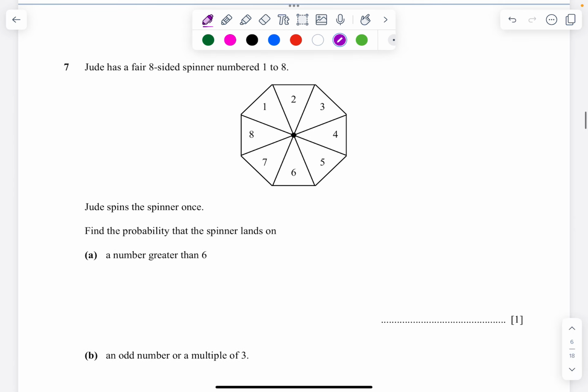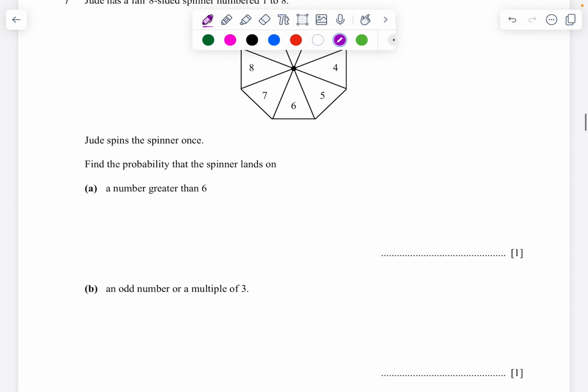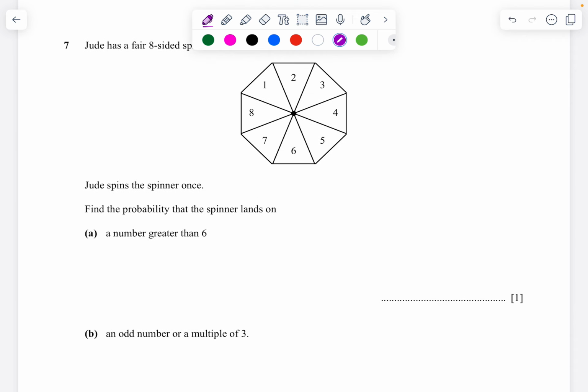Question number 7. Jude has a fair 8-sided spinner numbered 1 to 8. Jude spins the spinner once. Find the probability that the spinner lands on a number greater than 6. So what are the numbers greater than 6? Numbers greater than 6 are 7 and 8. And how many 7s and 8s are there? 2 out of 8, which is going to be 1 upon 4.